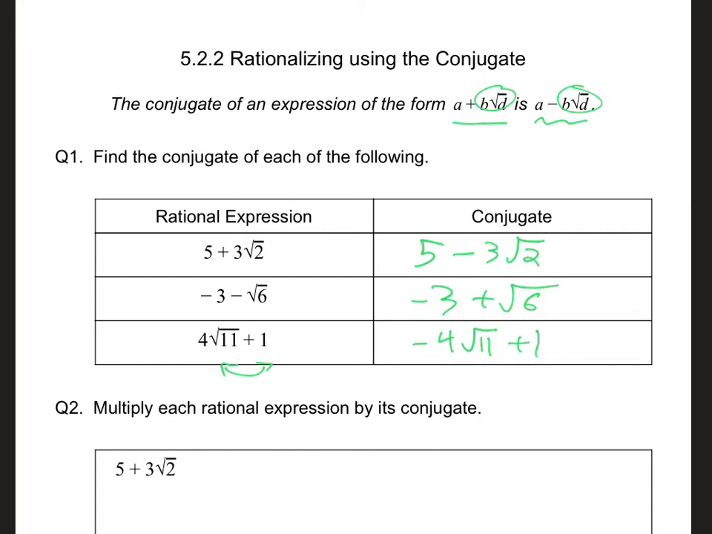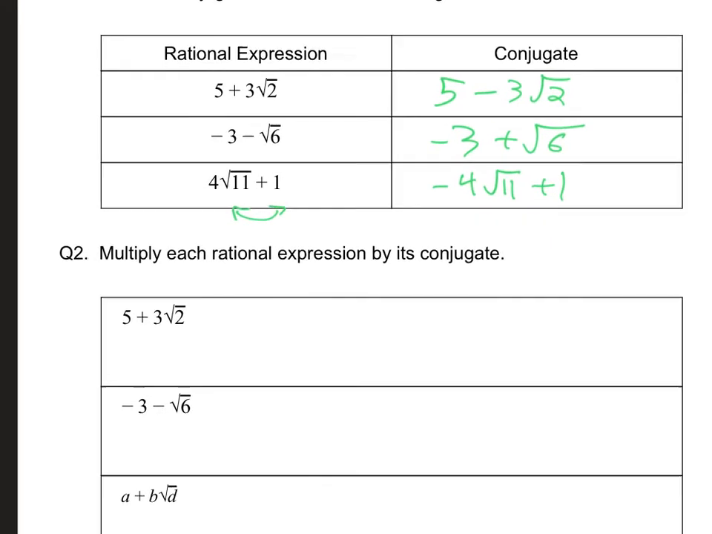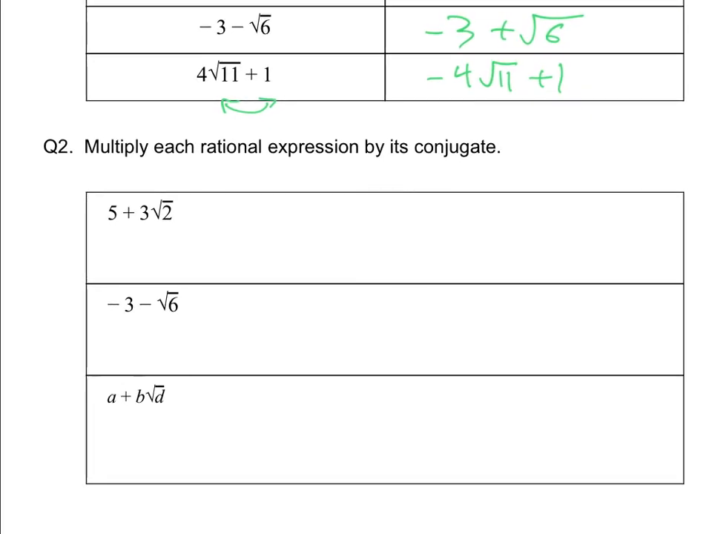Okay. So what's the purpose? How can this help us simplify these more complex denominators? Well, let's take these expressions and multiply them by their conjugates. So we have 5 plus 3 root 2. Its conjugate is 5 minus 3 root 2. How can we simplify this expression? Well, we can use the distributive property.